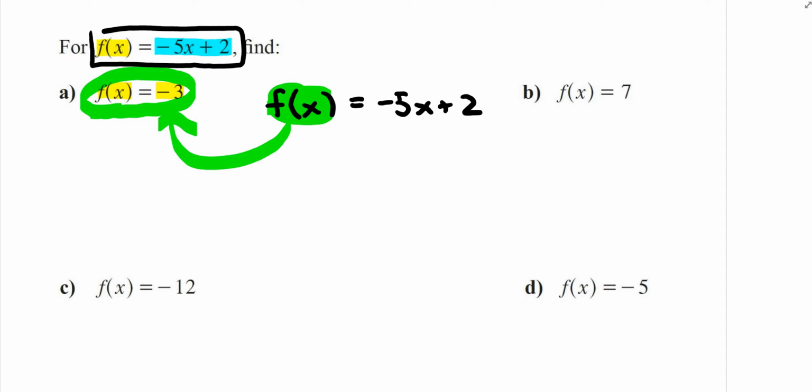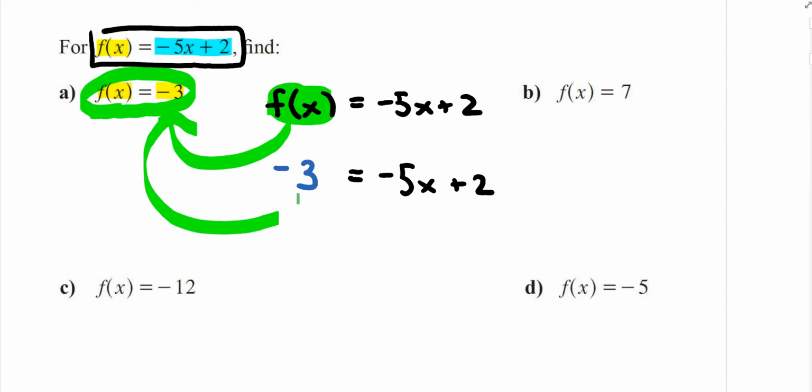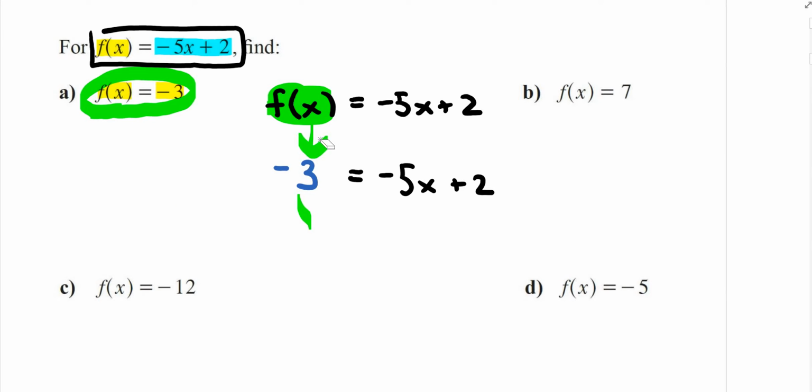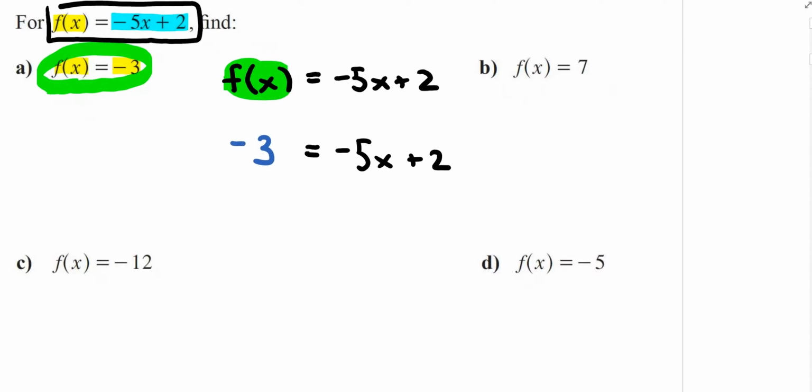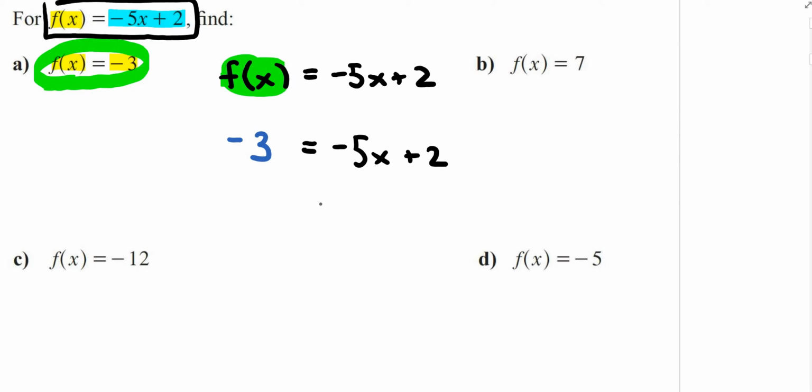So what you can do there is just bring down the negative 3 and keep the right-hand side the same. If f of x equals negative 3, I can replace the f of x down here with negative 3. You'll be doing that quite a bit in the homework questions for this particular section. And all you're doing now is isolating the x variable here, right?